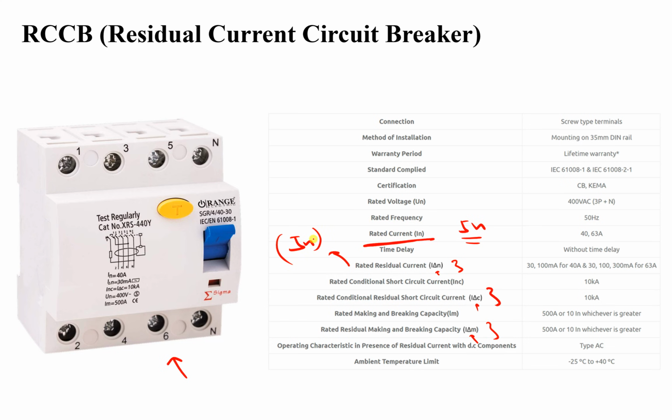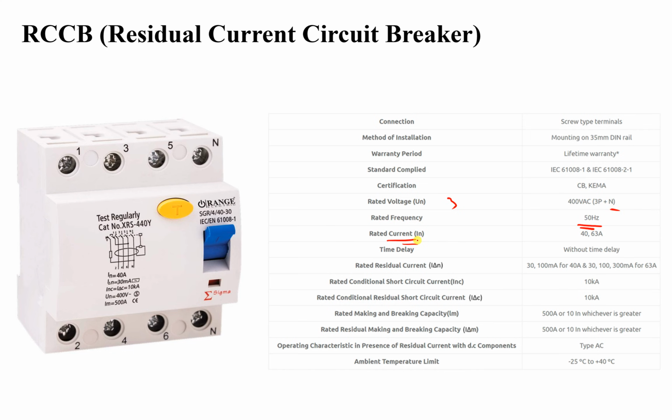So this was a mistake on the website; any residual should have a small delta sign. Similarly, here you can see rated short circuit current and rated conditional residual short circuit current. Any residual should have its own delta. Making and breaking also have a delta. Now if you look at this one, voltage here, UN, 400 volt AC, 3 phase, 3 poles, L1, L2, L3, and the neutral. The frequency of operation, the rated current.